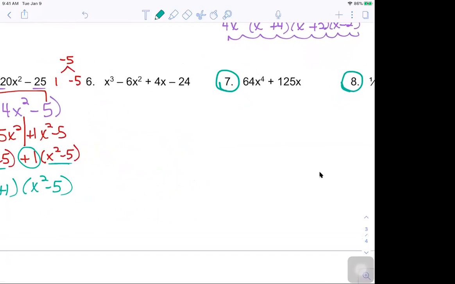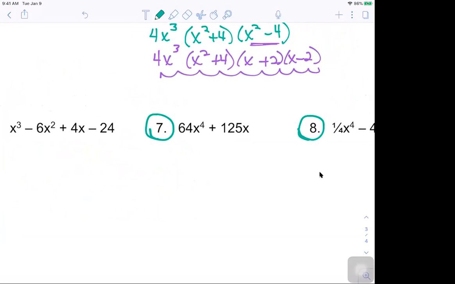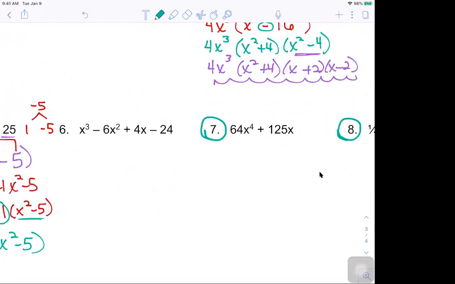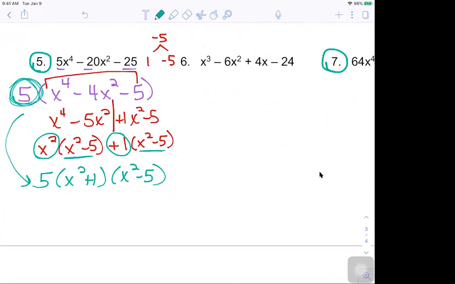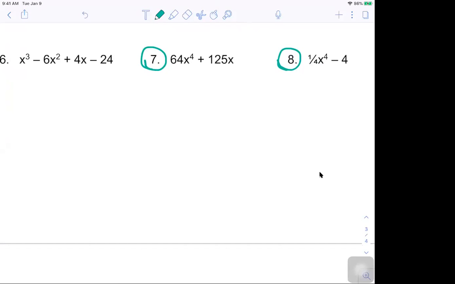So if we go to number 7, this one is a little different from the two that we've seen, so it's kind of nice to see a couple different types. The first one we used GCF, and then we used difference of perfect squares. In number 5, we used GCF, and then we used that trinomial AC grouping. Number 7 is going to be another way of factoring, and again, GCF, noticing they both have an x in common.